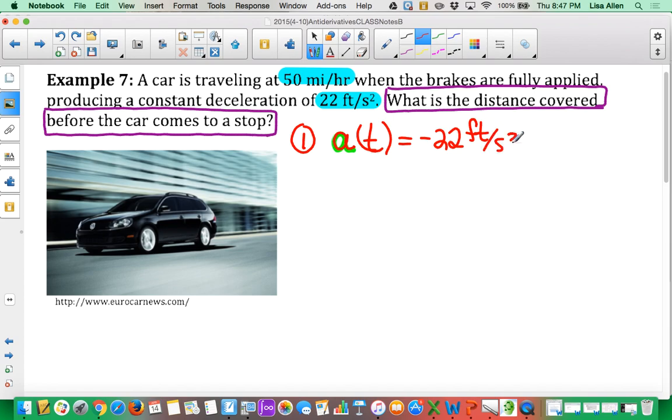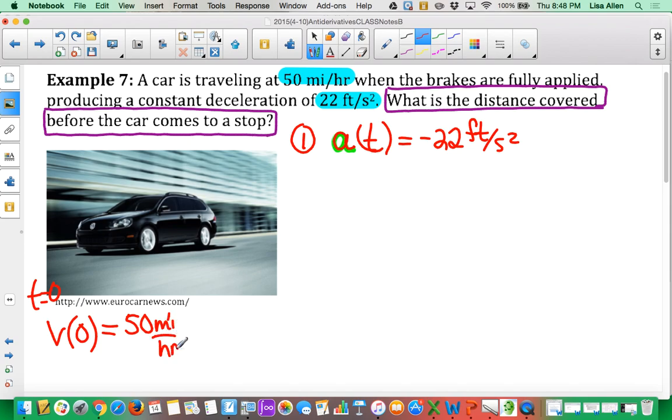And then I note that I have miles per hour too. I may want to change the miles per hour, but for right now, let's do that over here. We've got v of 0, the initial time. When t is equal to 0, v of 0 is 50 miles per hour.